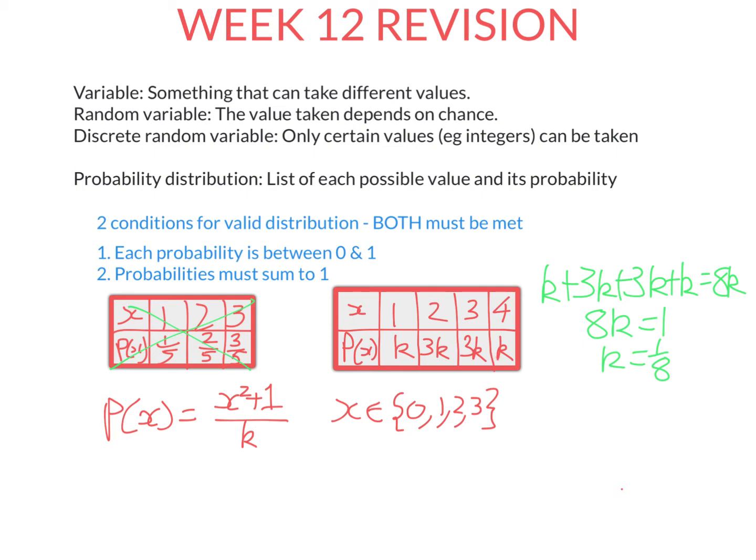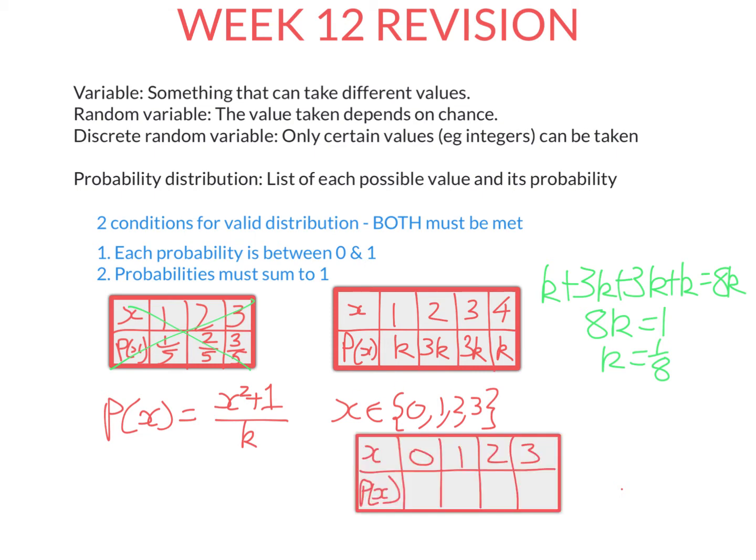Sometimes probability distributions are listed as a function instead. This again will be valid if each of these substituted into the formula gives a number between 0 and 1, and also if I sum all those values I get 1. So we can put the information into a table. If I sub 0 into this formula, I get 1 over k, substituting 1 gives 2 over k, and then 5 over k, and 10 over k. Once again, to get each of these terms, I just substituted the number into this formula.